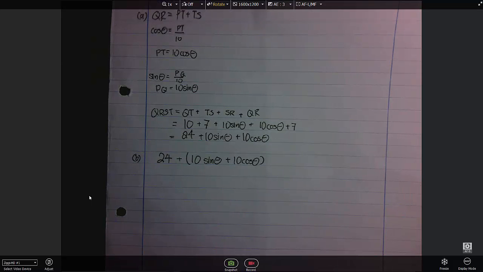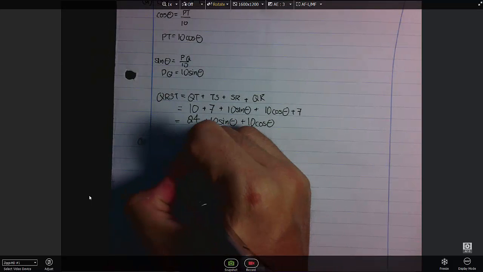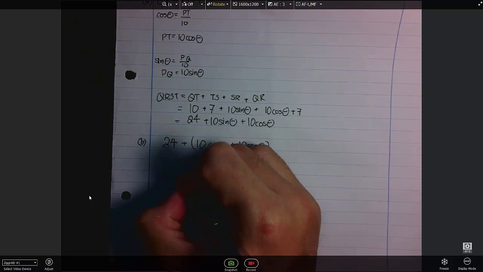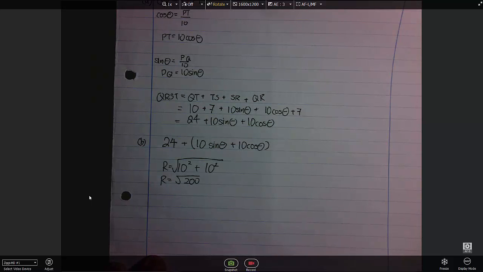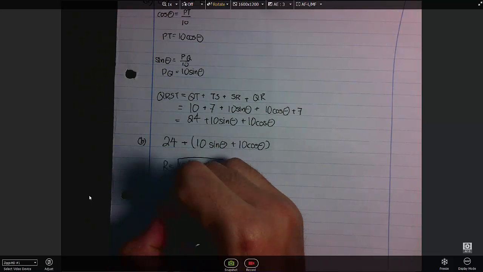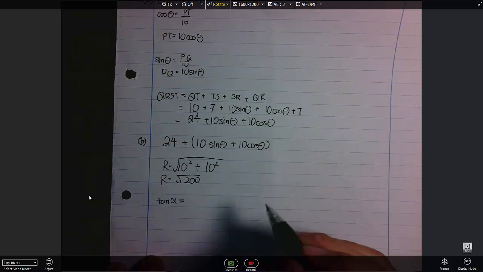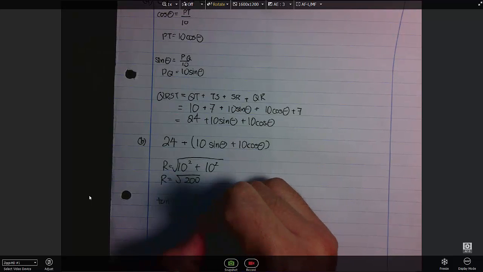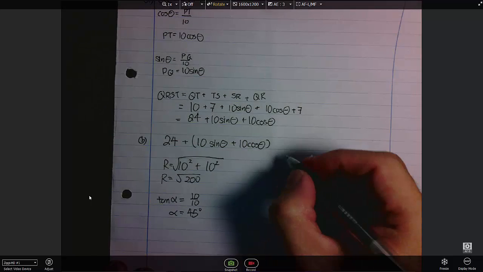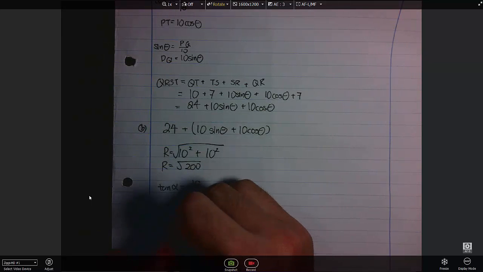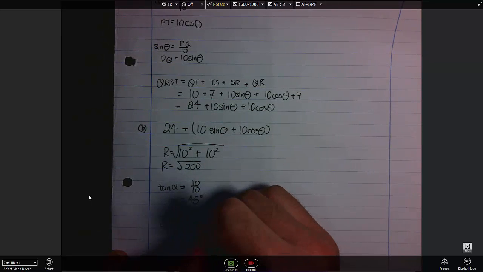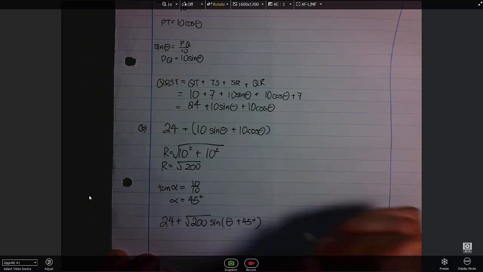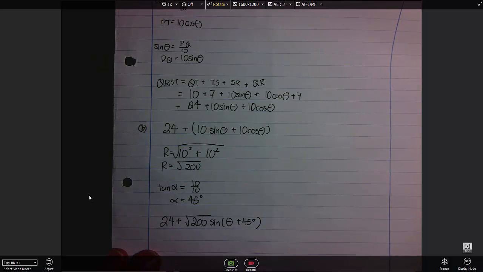Very quickly now, my R value is equal to the square root of 10 squared plus 10 squared. My R value is equal to square root of 200. Next thing is how to find alpha. Tangent alpha is equal to, in this case, B over A, which is 10 over 10. Alpha is 45 degrees. So this can be written as 24 plus square root 200 sine theta plus 45 degrees. And I'm done with part B.